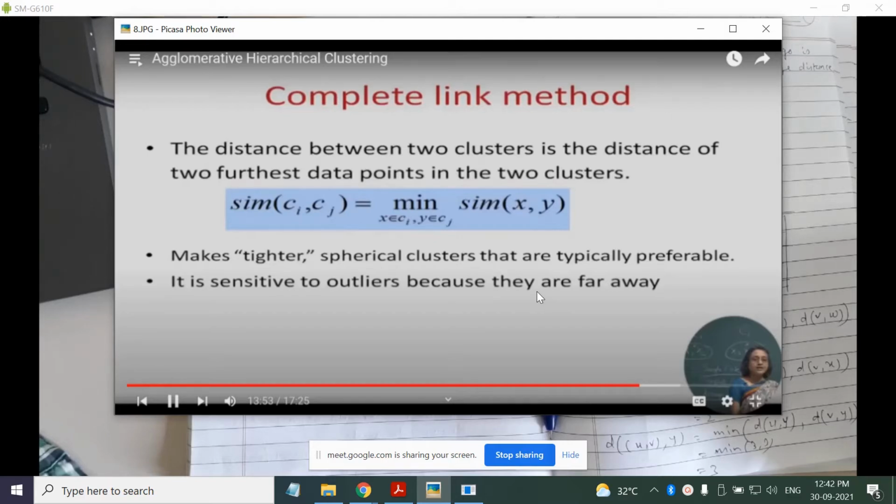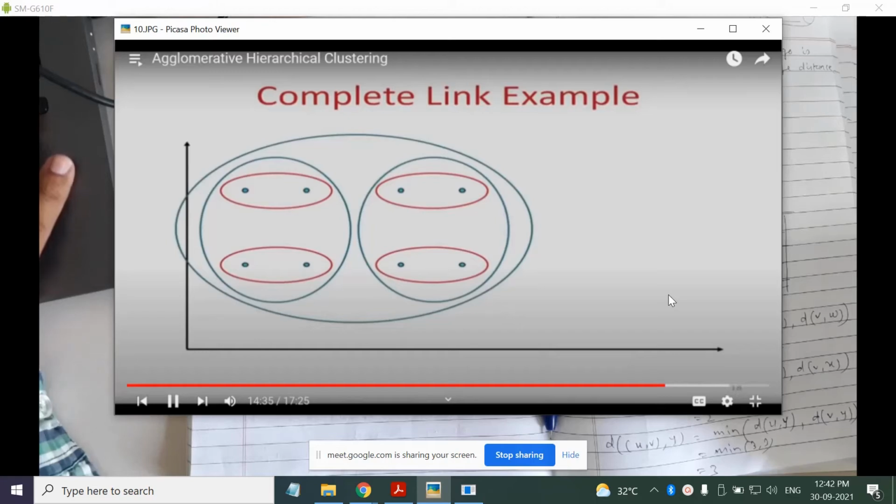But there is a problem with complete linkage also. As you are finding the farthest distance, and we know that noise and outliers lie outside of the cluster, towards the outskirts of the cluster, they will have more influence. So it is sensitive to the outliers because they are far away. Getting my point? That is a problem with complete linkage. Here the chaining effect is addressed. You don't get chaining effect in complete linkage, but it is very susceptible to the noise.